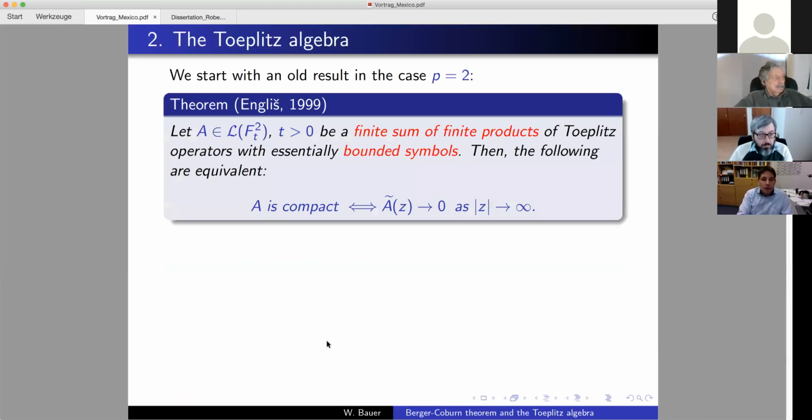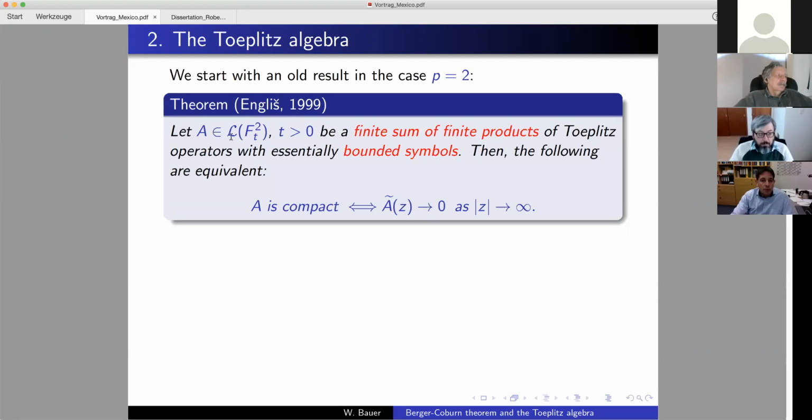Okay, so now let me come to part 2, which is somehow a different topic. I want to give different characterizations of the Toeplitz algebra. I want to start with a very old result by English from 1999, which was proved in the case where P equal 2, so in the Hilbert space setting. He wants to characterize compactness of Toeplitz operators on the Fock space. There already was the characterization by Axler and Zheng, I think, for Toeplitz operators on the Bergman space over the unit disk, and the result is more or less the same.